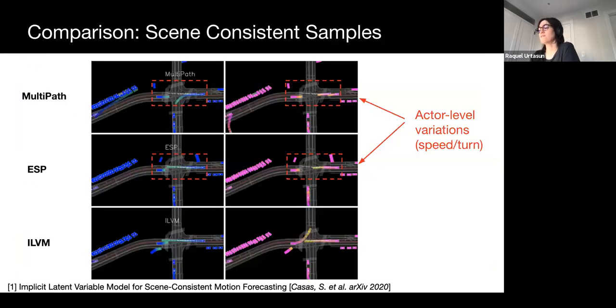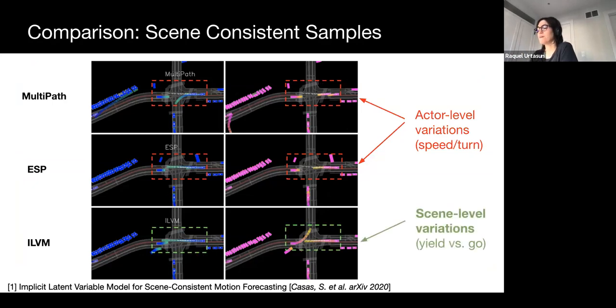Let's look at another scenario and compare to the baselines. In the first rows, we show MultiPath from Waymo and ESP. For both cases, the two most different scene samples out of 50 capture very low-level variations at the actor level, corresponding to different goals or speed profiles, but with a single general mode at the interplay between the two vehicles facing the intersection. On the contrary, our method identifies that there is an interaction between the two vehicles at the intersection, and that the one on the left can yield to the one on the right, or vice versa.